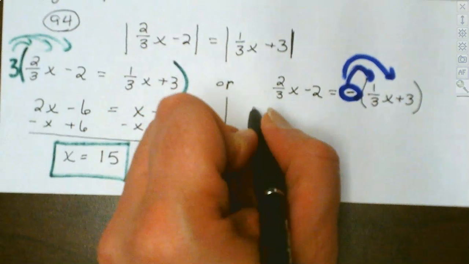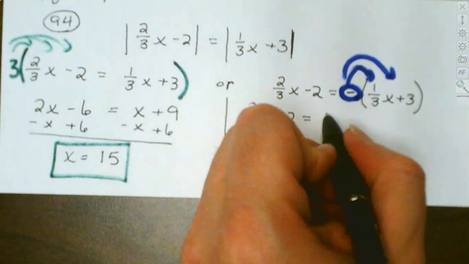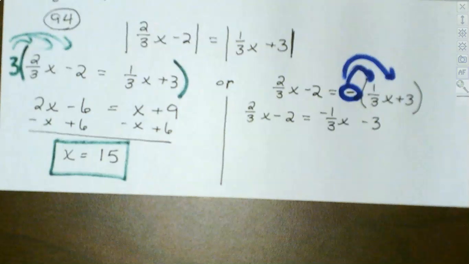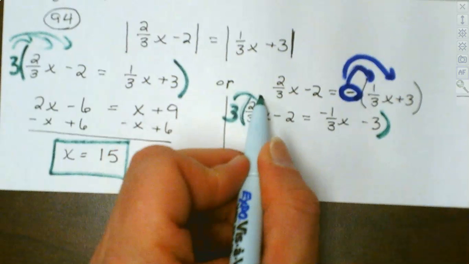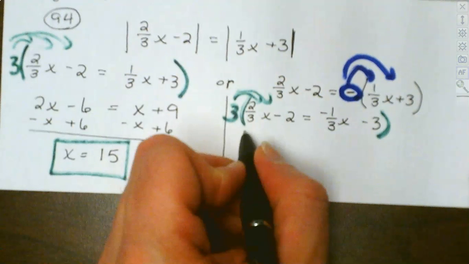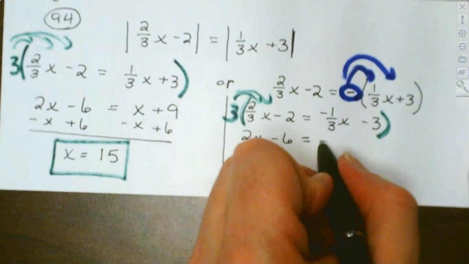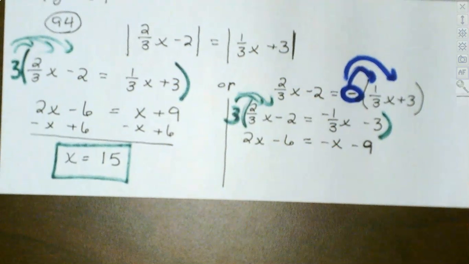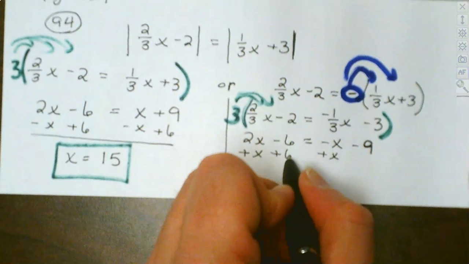On the other side, we've got 2/3 x minus 2. We're going to distribute that negative through, and that's going to make that a minus 1/3 x minus 3. We'll multiply it out again all by 3. So those cancel. That leaves you with a 2x minus 6 equals a minus x minus 9. Add your x to each side and add your 6 as well.